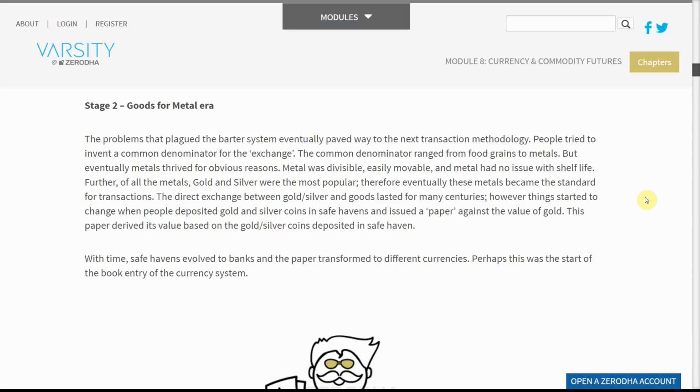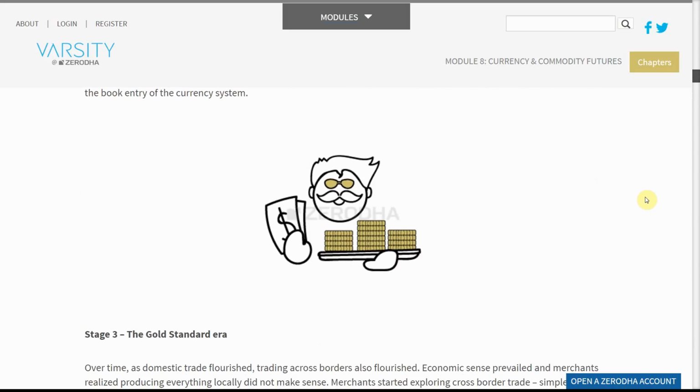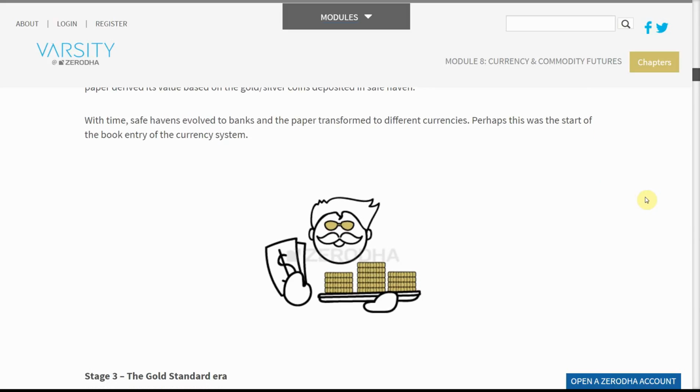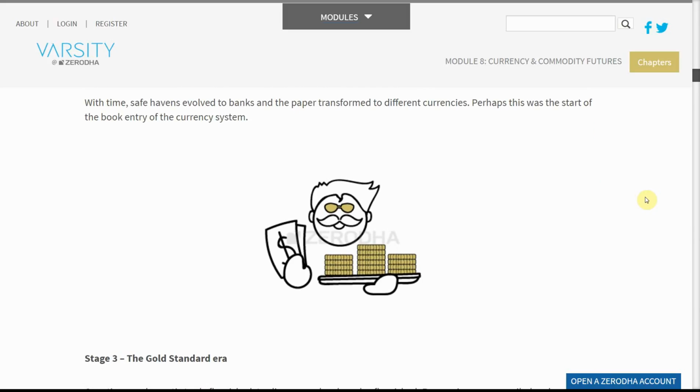The direct exchange between gold, silver, and goods lasted for many centuries. However, things started to change when people deposited gold and silver coins in safe havens and issued paper against the value of gold. This paper derived its value based on the gold-silver coins deposited in safe haven. With time, safe havens evolved to banks and the paper transformed to different currencies. Perhaps this was the start of the book entry of the currency system. Stage 3: the gold standard era.